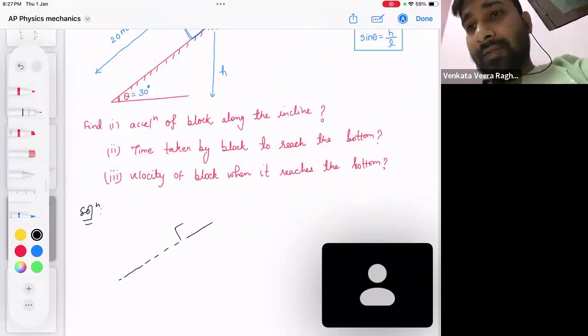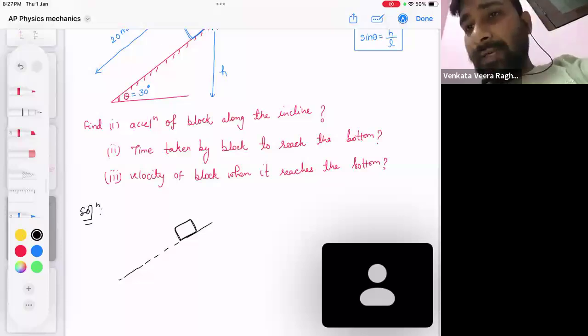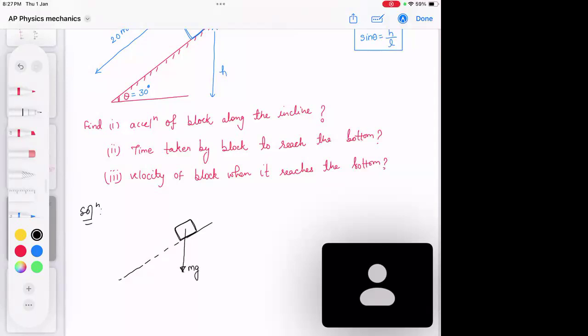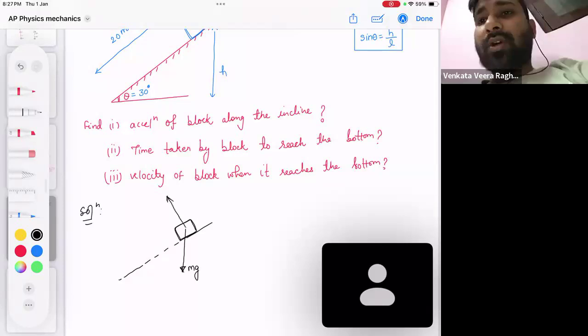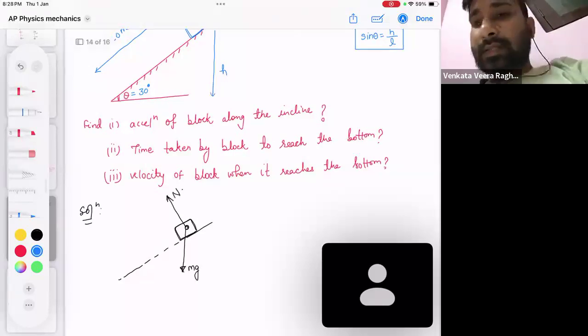This is how the block is kept on the inclined plane. Please tell me what forces will be acting. Is that going to be mg acting? Mg will be acting and one more will be the normal force. These are the only two forces acting on the block.